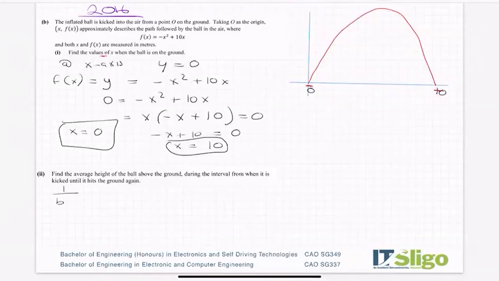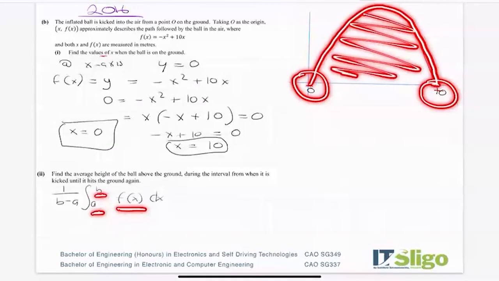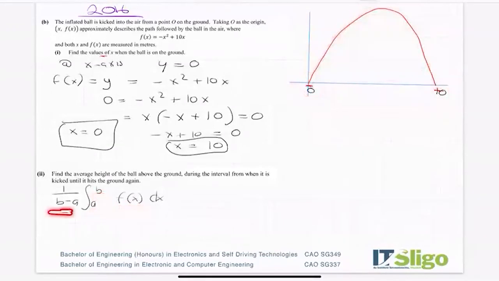It's 1 over b minus a, the integral between a and b of f of x dx. Okay, so that's a formula, and that's a formula that's not in the log tables. You have to learn it. Your b and your a are the points that you're integrating between. So you're getting the area under that curve between these 2 points, which we call a and b. And f of x is the function that describes the curve that you're getting the area underneath it. And then this whole thing just averages it out.